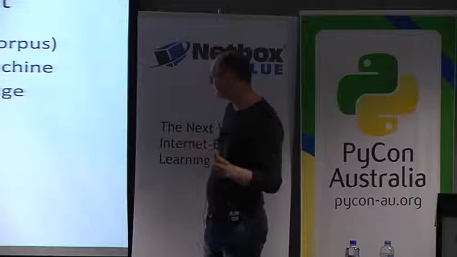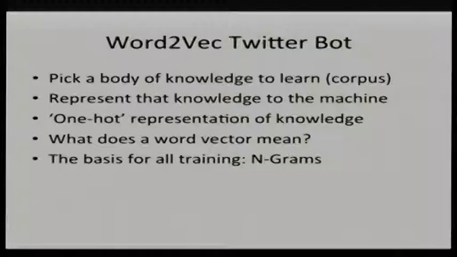Okay, so then we've got this big set, database of words called the corpus. Now we need to represent that to the machine. And things are about to get philosophical. So first of all, you've got to ask yourself, what are you representing to the machine? Are you representing the syntax, or are you representing the concept?